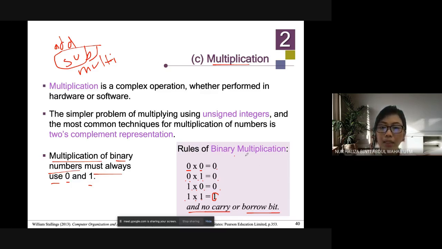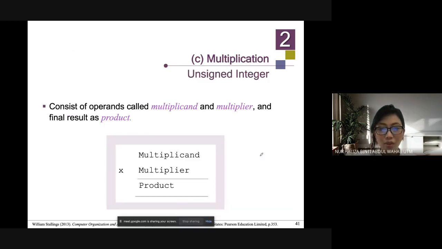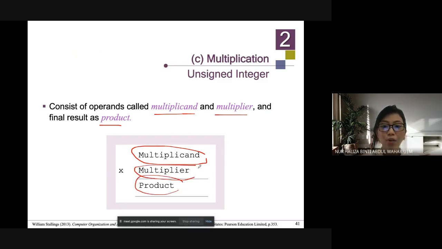In the multiplication, we can see over here, it consists of an operation with the multiplicand and multiplier, and the final result is our product. We have the multiplicand and multiplier and also the product. You have two numbers and then you get the answer here. But this one is for unsigned integers. What about signed integers? So we look at them one by one.